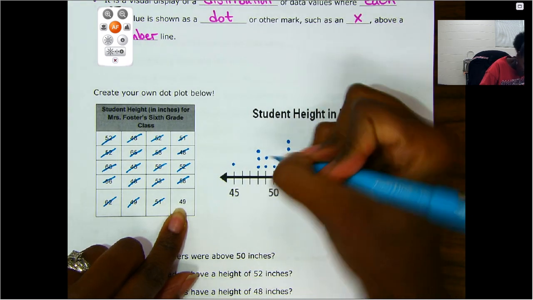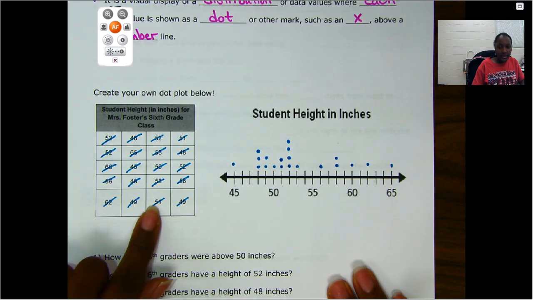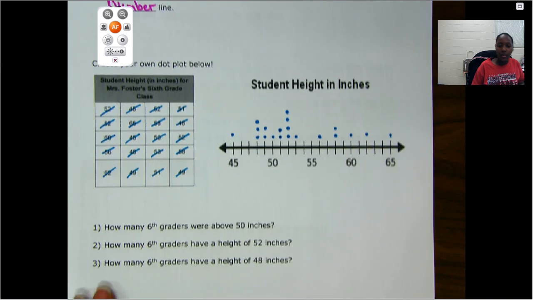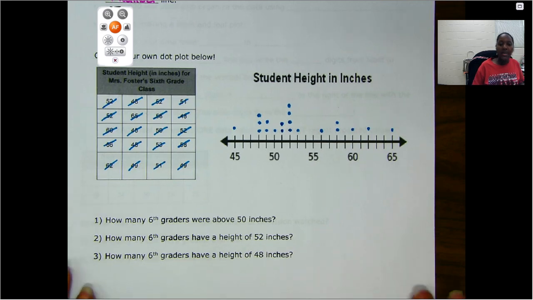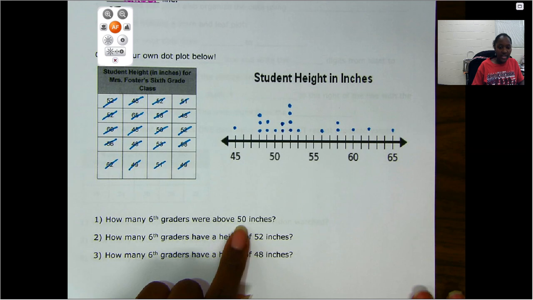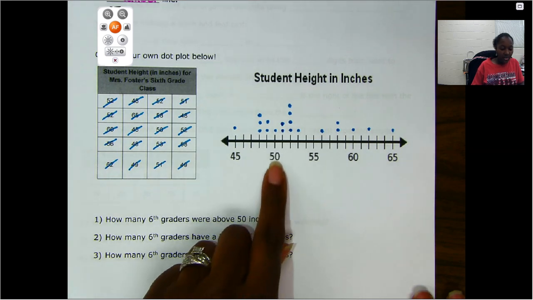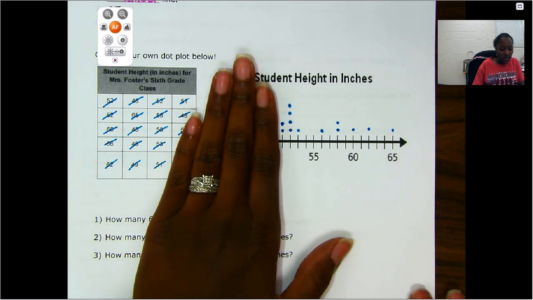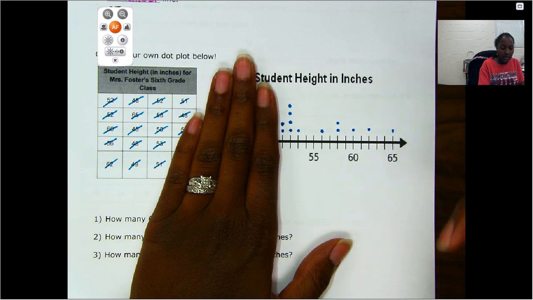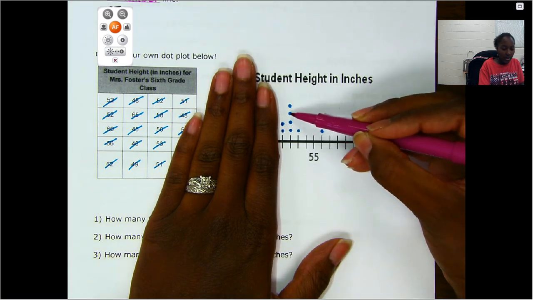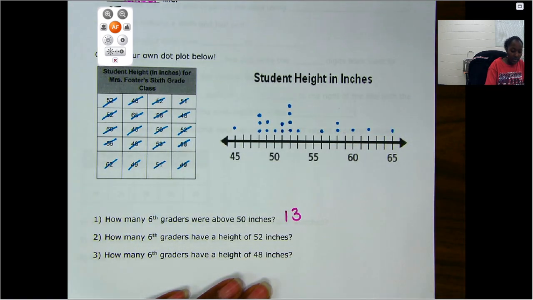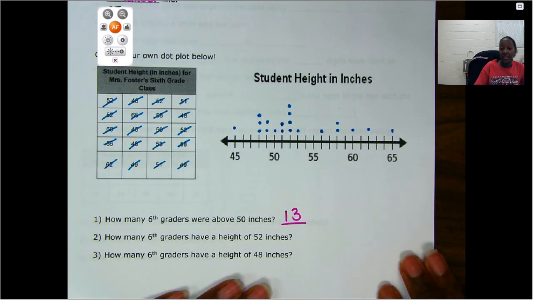All right, ladies and gentlemen. So I have put all of my data points onto my number line, and now we have a dot plot. Now I can proceed on to my questions underneath. My first one says, how many sixth graders were above 50 inches? All right, so here's my 50. I do have a dot on it, but it said above 50 inches. So I'm going to count all the dots that are to the right of 50. So let's see. 1, 2, 3, 4, 5, 6, 7, 8, 9, 10, 11, 12, 13. So I have 13 sixth graders that were above 50 inches.